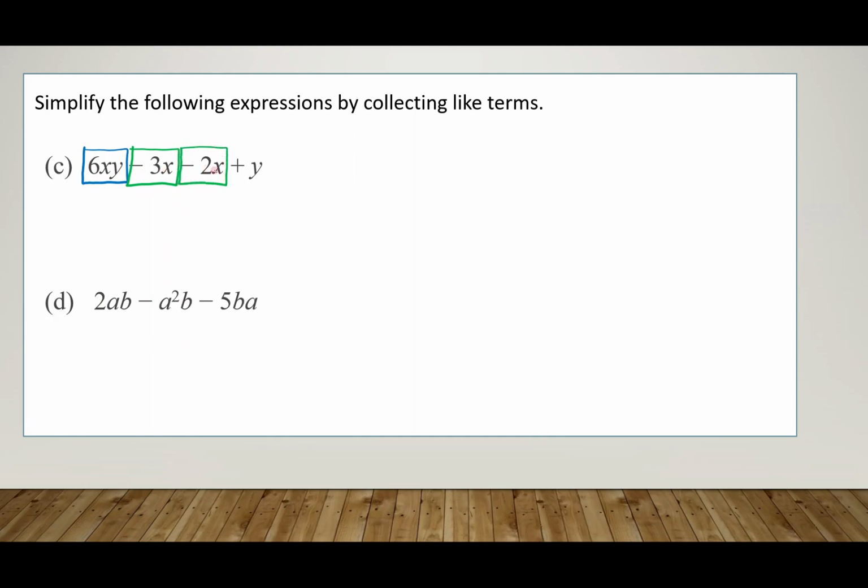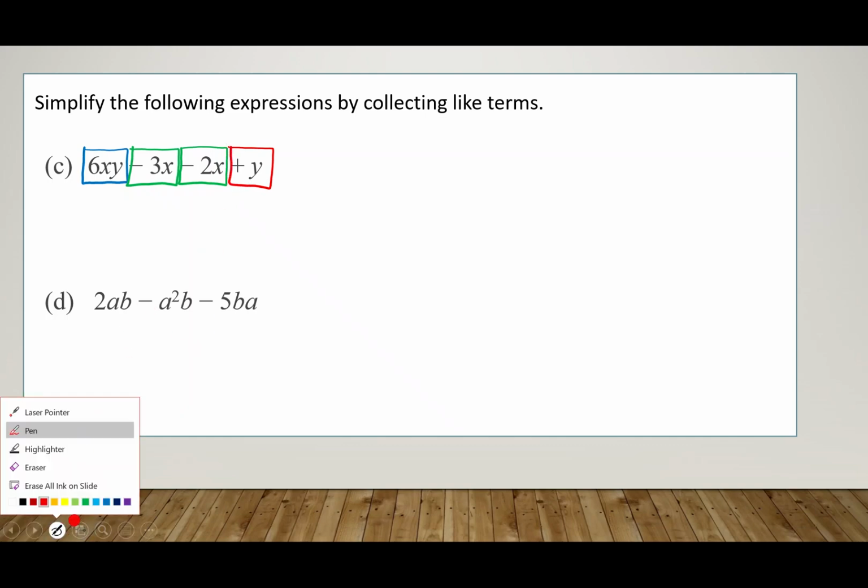Now I've got two x terms in this expression. So I've got a minus 3x and a minus 2x. So I'm going to use green for those. And I'm going to lastly put my y in red. So in this example, I've actually got 3 different terms that I need to add, and I'm going to do this one at a time.